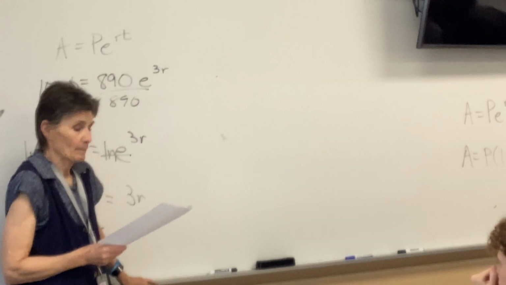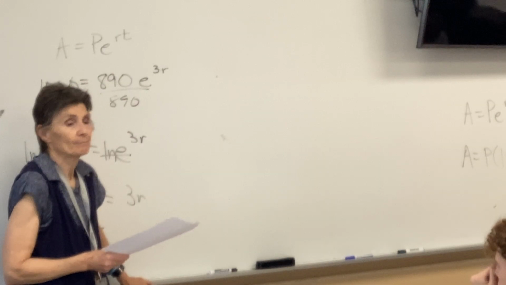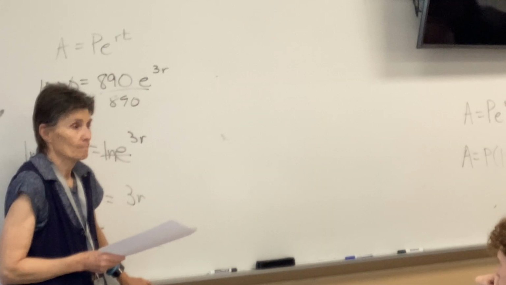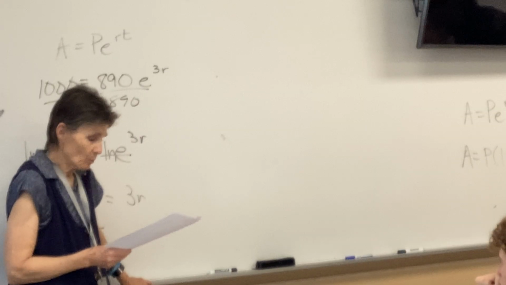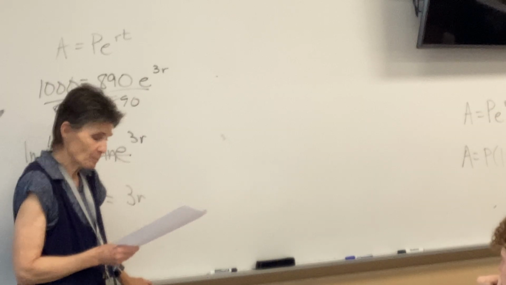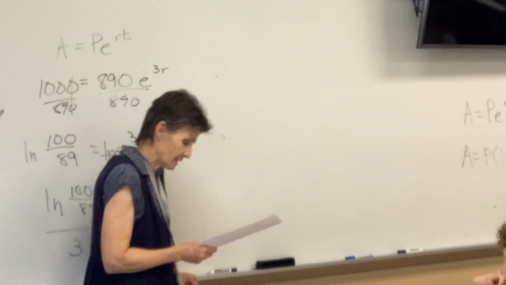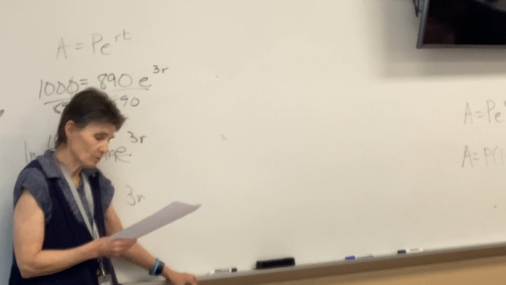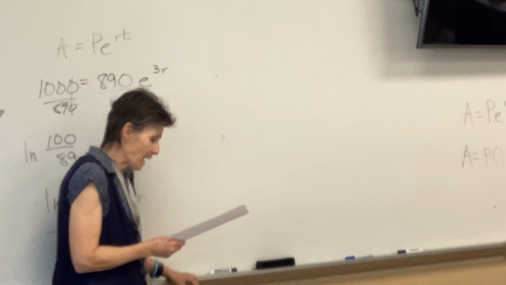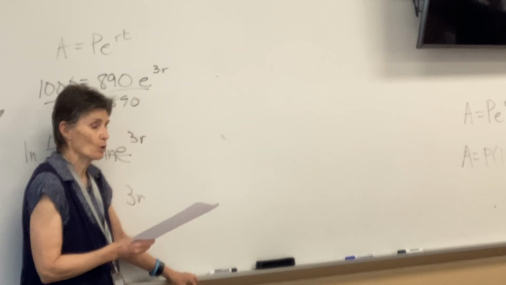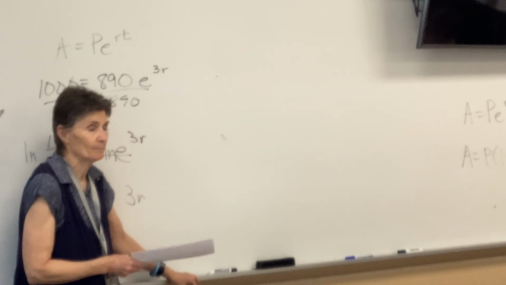Problem 3. All right. When you were born 18 years ago, your parents put some money into an account paying 3.5% interest compounded monthly. The account is now worth $34,567. How much money did your parents originally deposit?